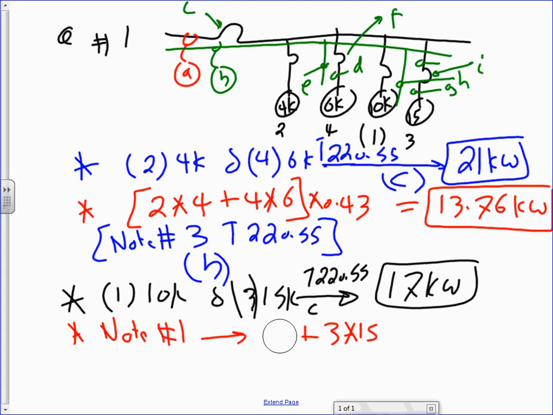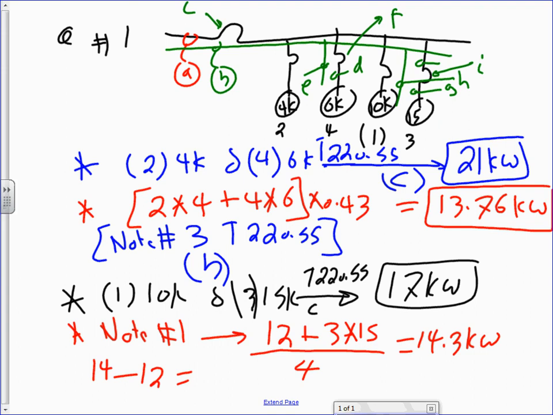Average them, divide it by 4. That's what I did. Add them up, average them. The 10 becomes 12, remember that? So that will get you 14 point something, 14.3 kW. Then you take the 14 minus 12, that will get you how much? 3 kW. So the average is 3 kW further away from 12, right? 3 kW further away from 12.